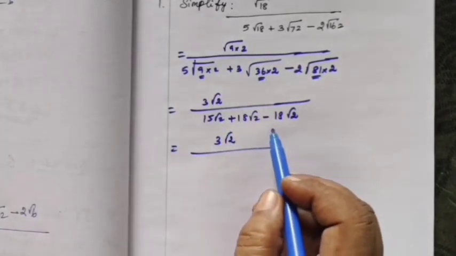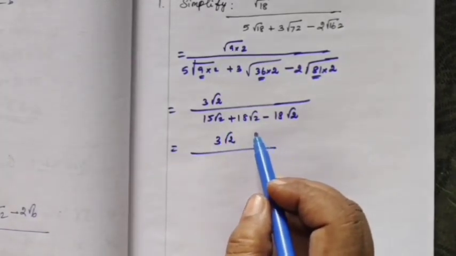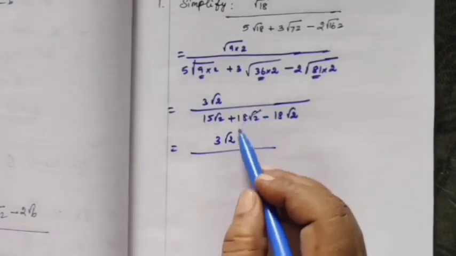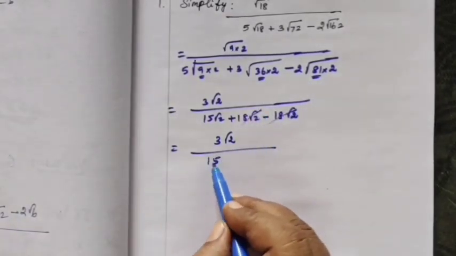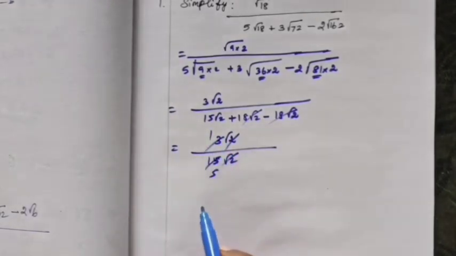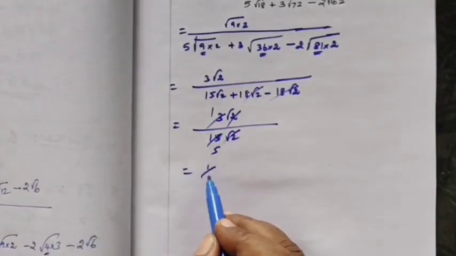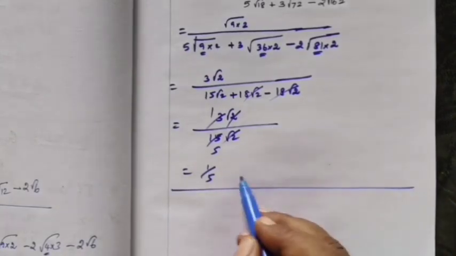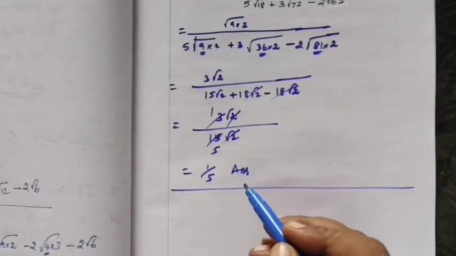15 plus 8 minus 8, so plus 18 minus 18 cancel, 15 root 2 cancel, 3 one time, 5 times, so the answer for this is 1 by 5. So this is the answer.